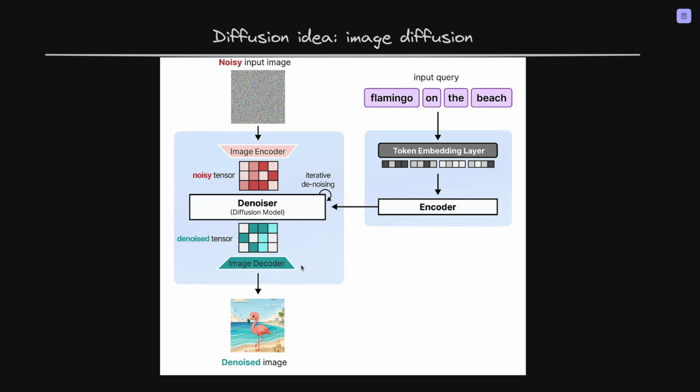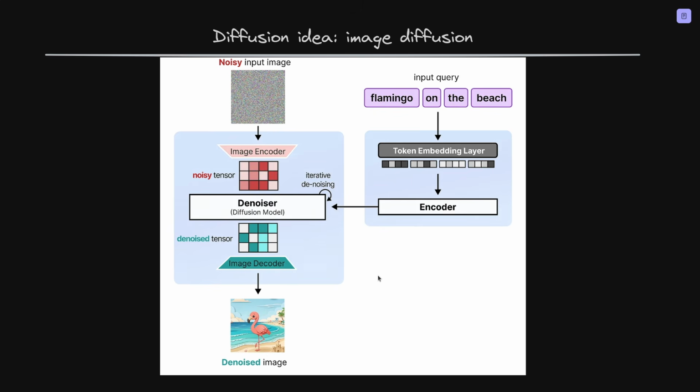And at each step, it removes the noise that doesn't belong to a flamingo on the beach prompt and keeps the noise that could become one. This loop repeats. With each pass, it gets a little cleaner. Without the encoder providing that guiding signal, the denoiser would have no idea what to sculpt from the random noise. It would just produce, well, random noise.